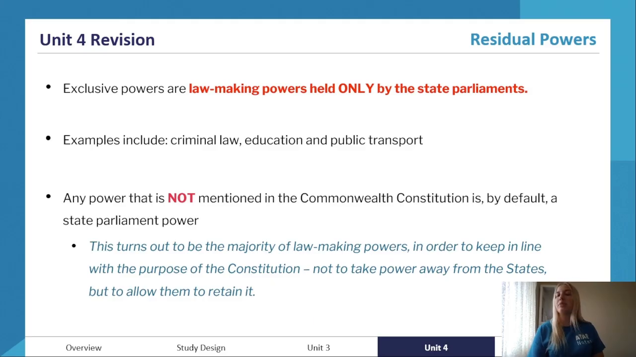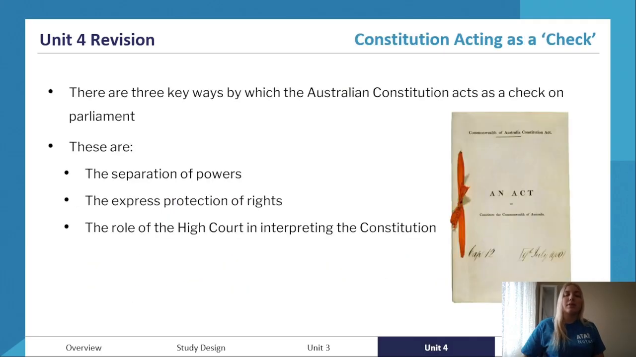Some examples: public transport. We have Myki here, other states have something else. I'm not a pro on this. Education, everyone gets an ATAR, but everyone has a different school system. We have VCE, we have HSC. Depends on which state you're in. And even criminal law is a great example because there's different laws and sanctions and time periods.